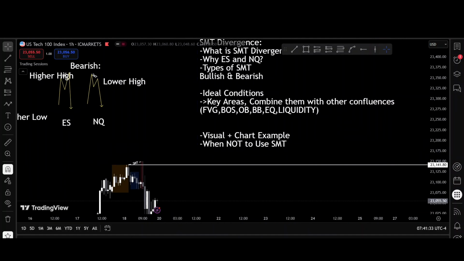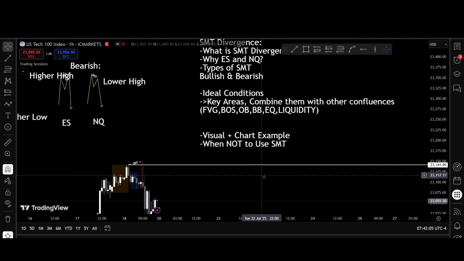When not to use an SMT: during high impact news like CPI or Powell speaking, Donald Trump speaking. I mean, Donald Trump doesn't really do much in the markets, but just avoid those high impact news. If you want to know how to check news, you can use Forex Factory, and I will go through that next time too. So don't worry about it, man. I got you 100%.